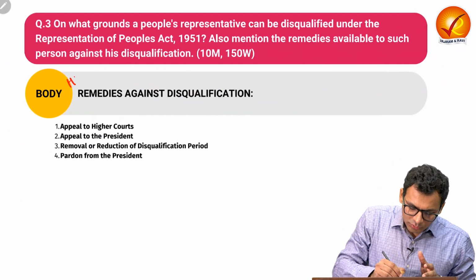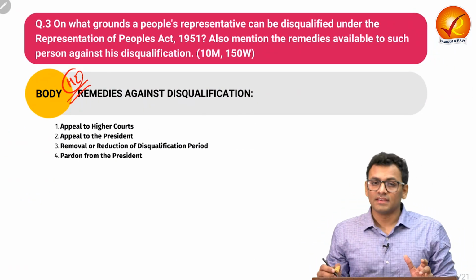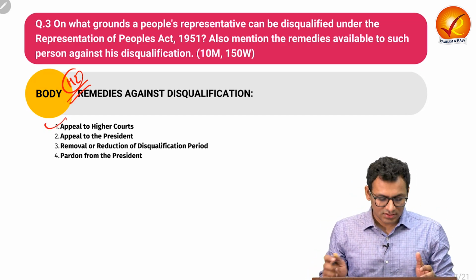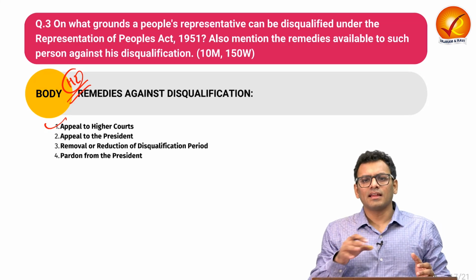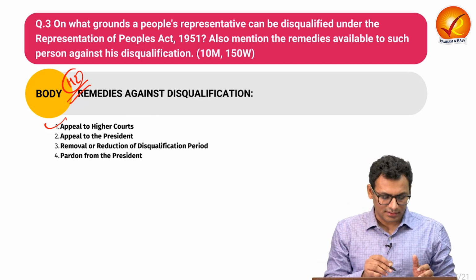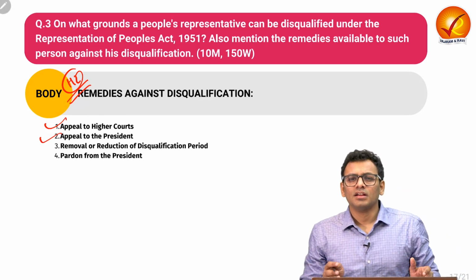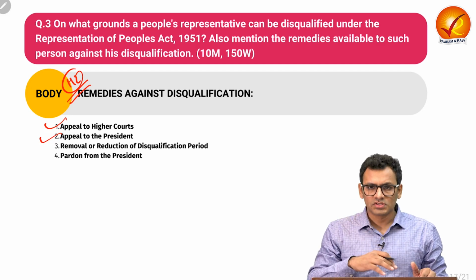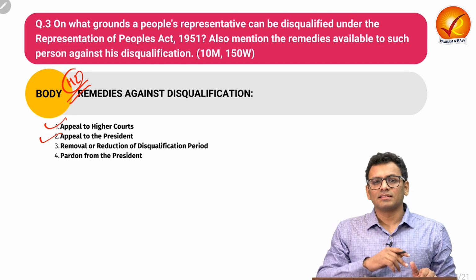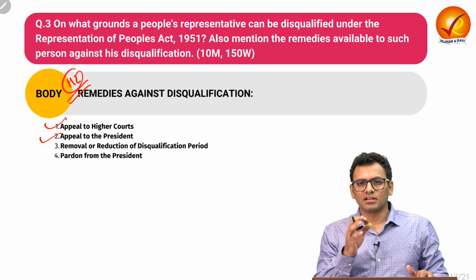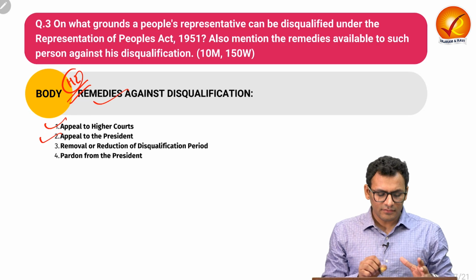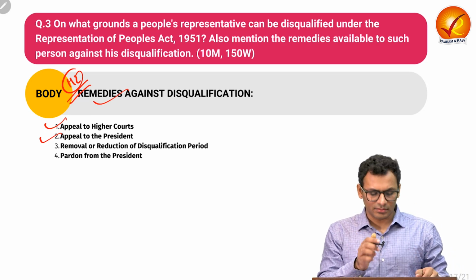Now let us see in heading 2 what kind of remedies we have against those disqualifications. Firstly, the relevant person can appeal to a higher court to ensure that if their disqualification is not based on the right ground, it can be discarded. The second is appeal to the President to remove such disabilities, as in disqualification. The President can seek the opinion of the Election Commission of India on the same issue, and those are the remedies we have with respect to the President and Election Commission.